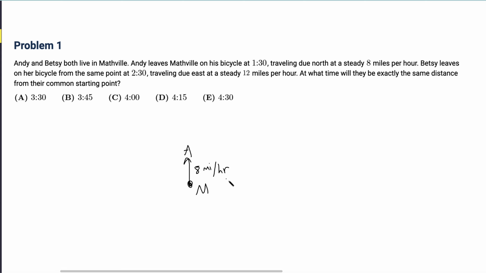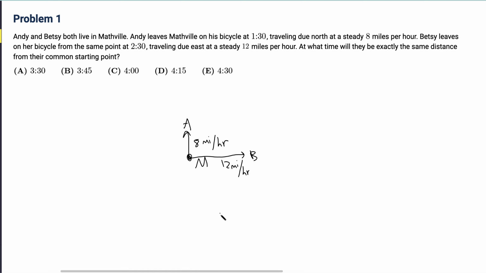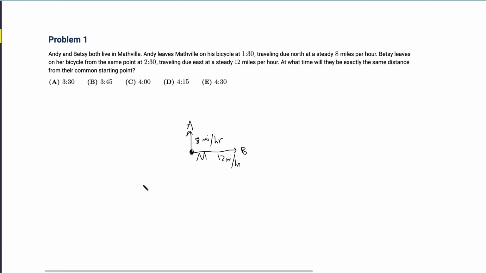And Betsy leaves on her bicycle from the same point at 2:30, traveling due east, at 12 miles per hour. At what time will they be exactly the same distance from their common starting point? So what that means is, let's say this is M, Andy ultimately is here, and Betsy is ultimately here. The distance from A to M will be x, and here would also be x.